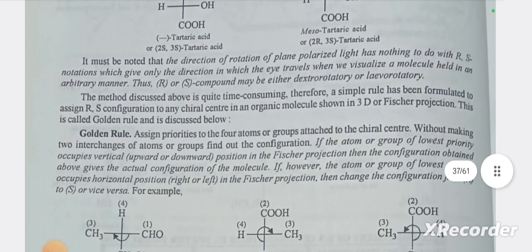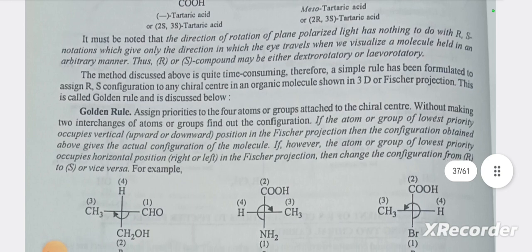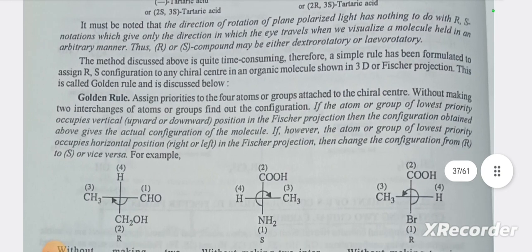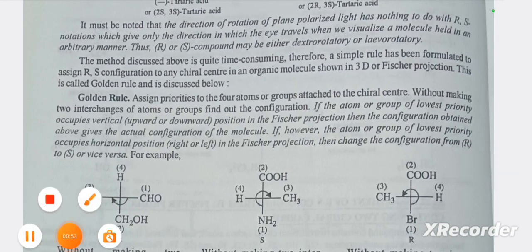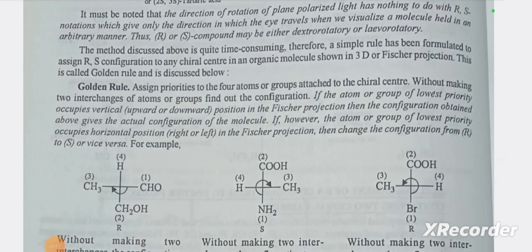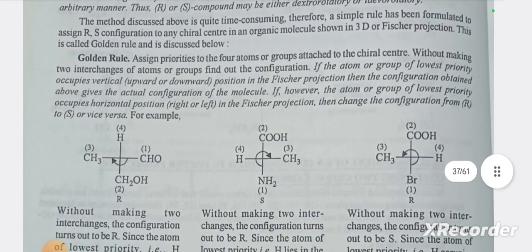It must be noted that the direction of rotation of plane polarized light has nothing to do with R or S notations, which give only the direction in which the eye travels when we visualize a molecule held in an arbitrary manner. Thus, an R or S compound may be either dextrorotatory or levorotatory. This method discussed above is quite time consuming. Therefore, a simple rule has been formulated to assign RS configuration to any chiral center in an organic molecule shown in 3D or Fischer projection.